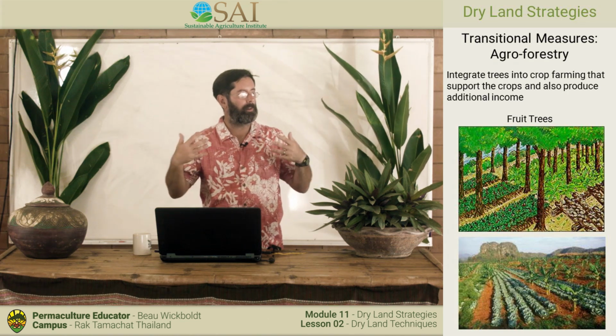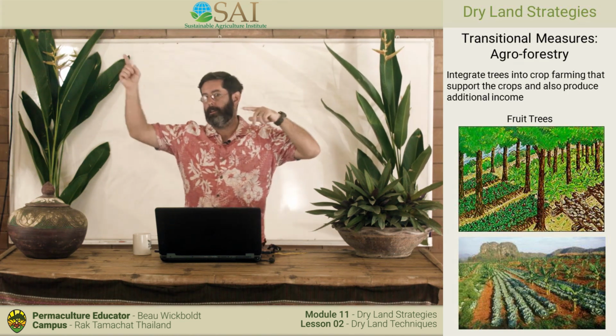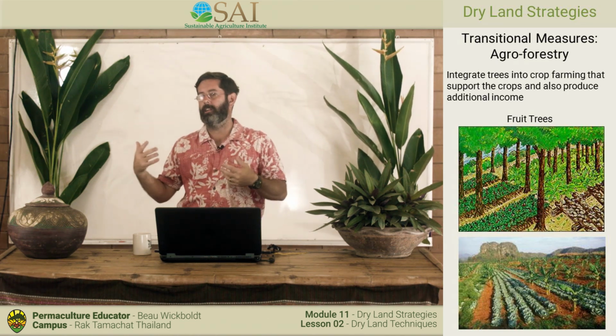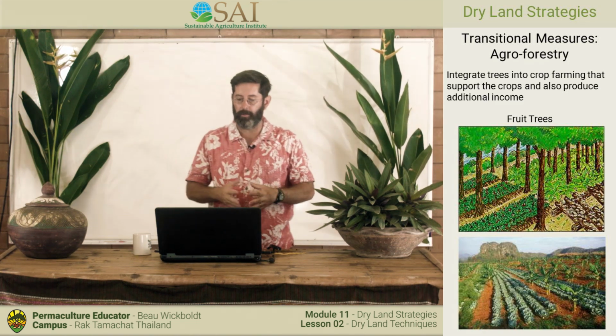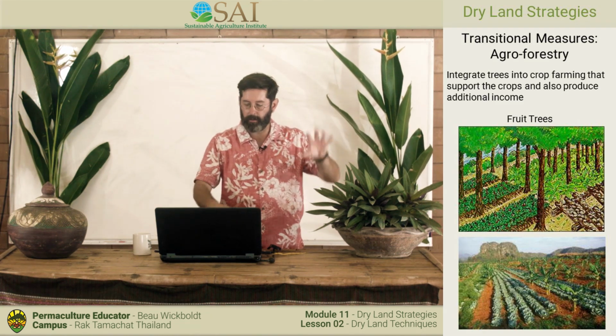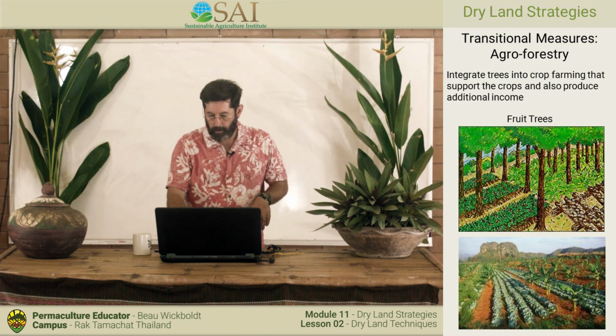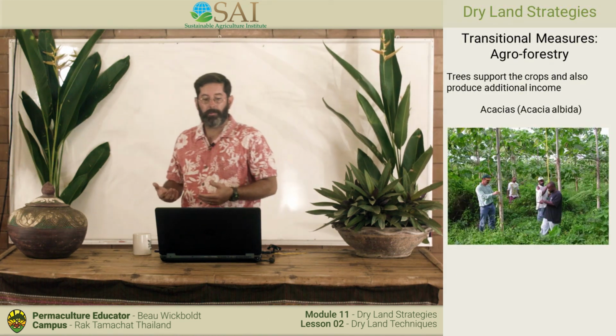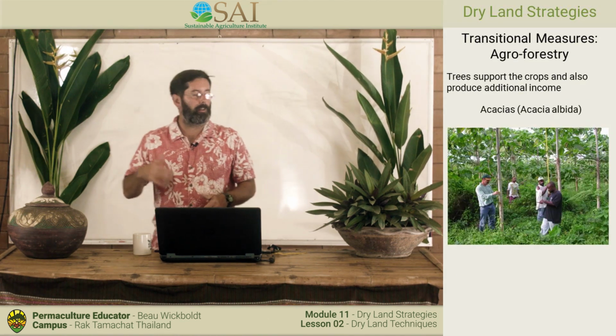And remember, in the tropics or drylands, it's too hot, so the trees can help to provide shading for our delicate crops, vegetables that we like to eat. So we can see a schematic and actual working examples of that. Trees will support the crops, and they can also produce an additional income.